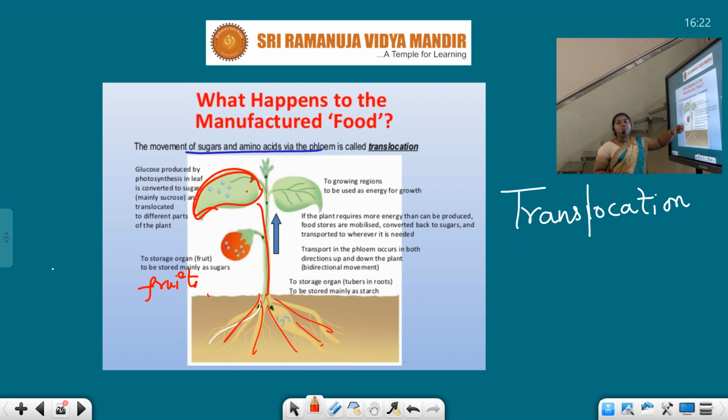They reach the different regions of the plant, like growing tips. Where energy is required by the plant part, the food is transported to that particular location. If the plant requires more energy than can be produced, food stores are mobilized, converted into sugars and transported wherever needed. Excess food is actually stored for when the plant requires it. So this stored food, for example stored sugars, is carried to the particular place of the plant and utilized, producing energy. So this is about the manufactured food.